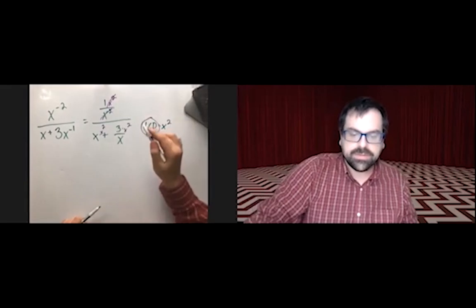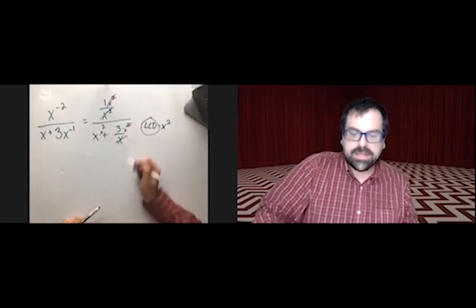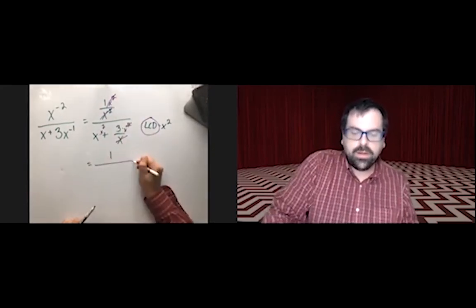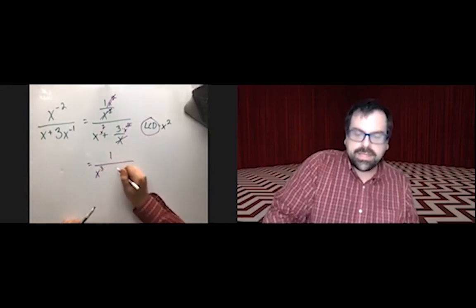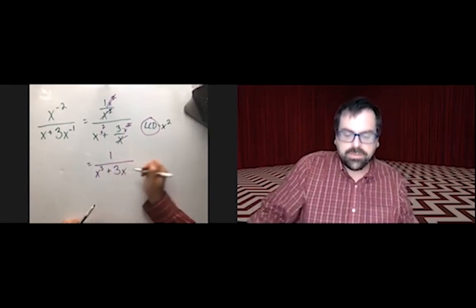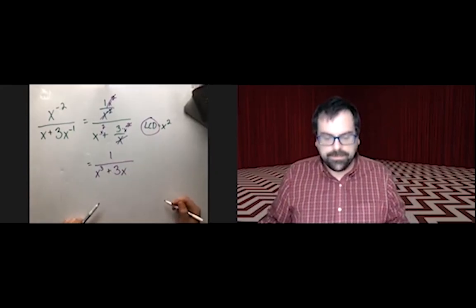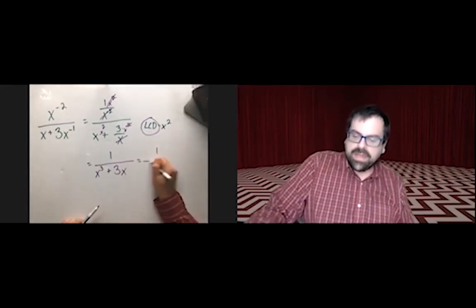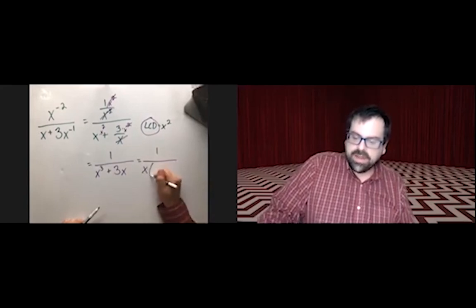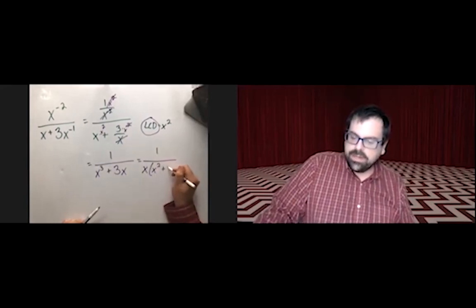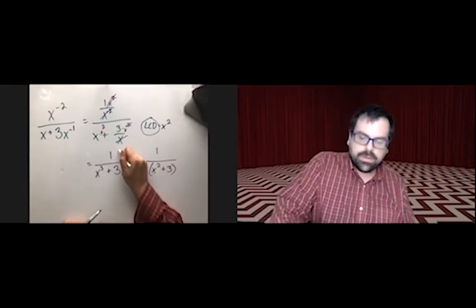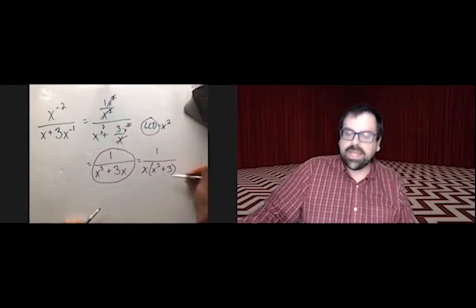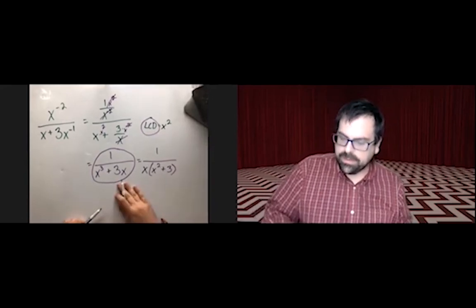The x squared cancels. One of the x's cancels. We're left with 1 over x cubed plus 3x. We can factor on the bottom and factor out an x, but we don't really need to because it doesn't make a difference in what cancels out. But either of these are correct.